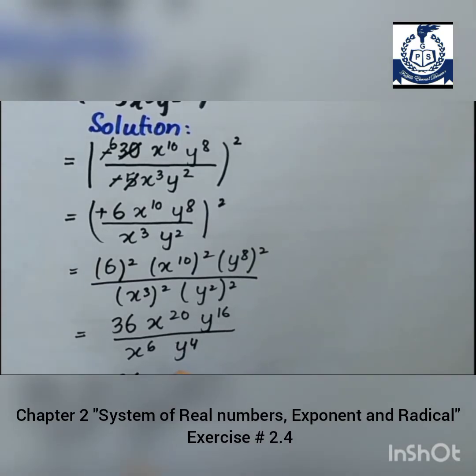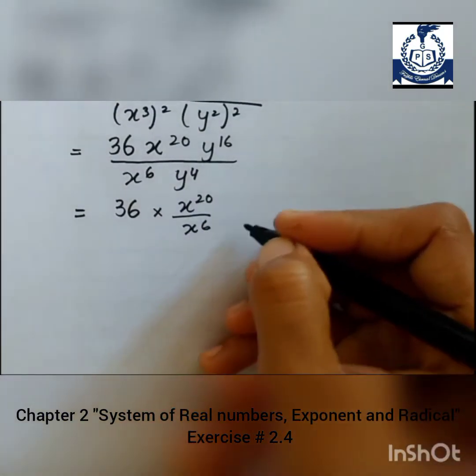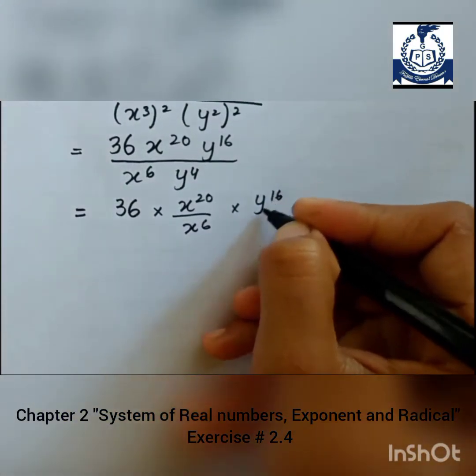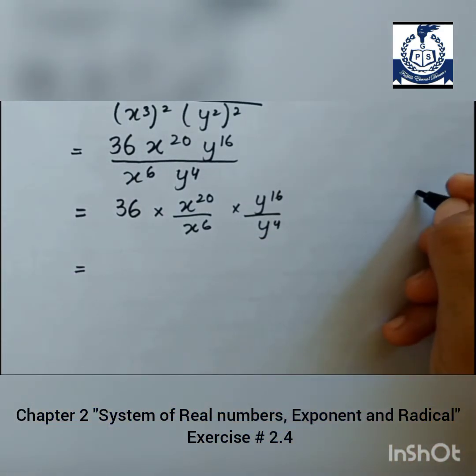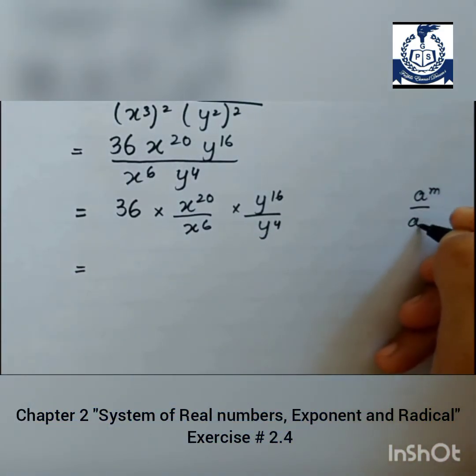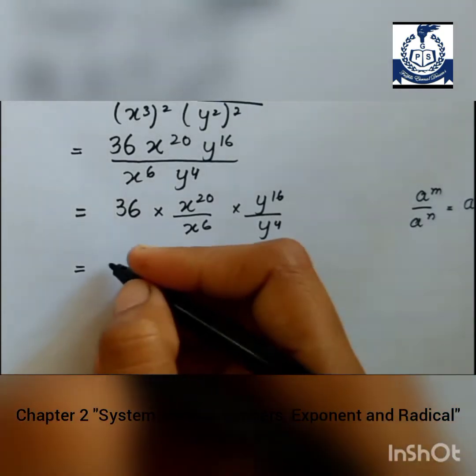36 multiplied by x to the power 20 divided by x to the power 6, multiplied by y to the power 16 divided by y to the power 4. So here we apply a to the power m divided by a to the power n. The bases are the same and there is a divide sign, so the powers will be subtracted.